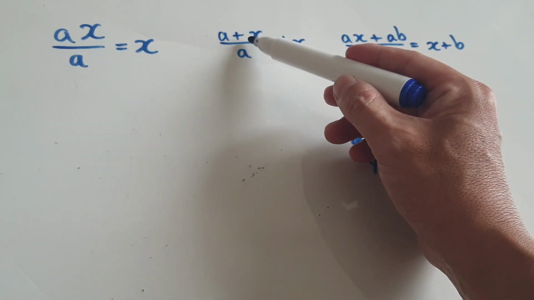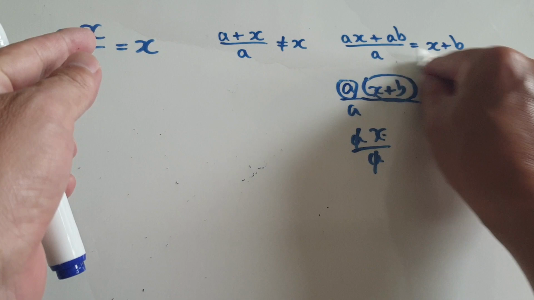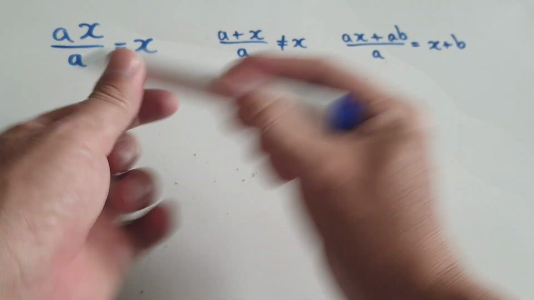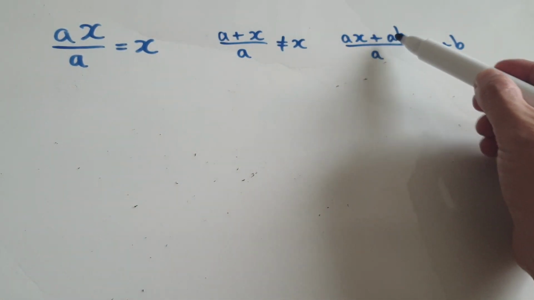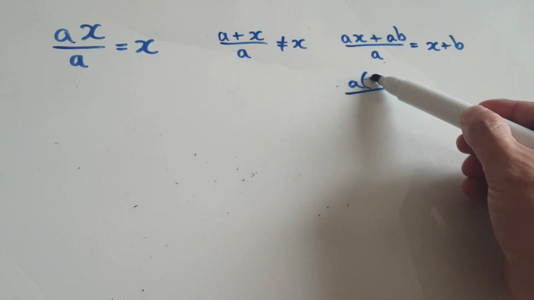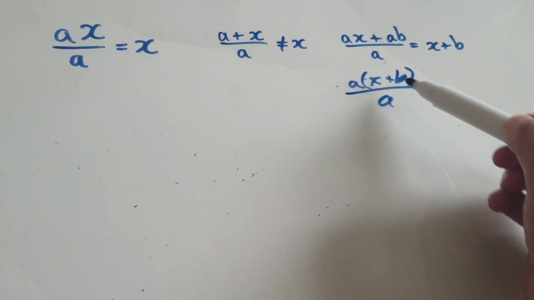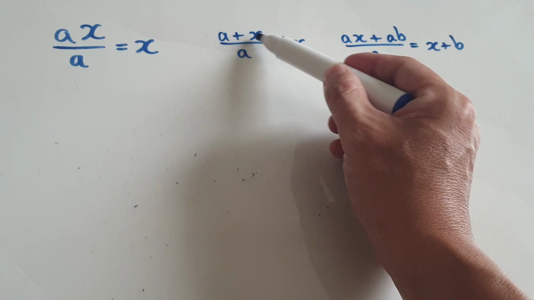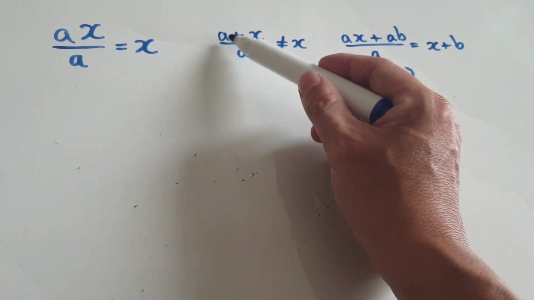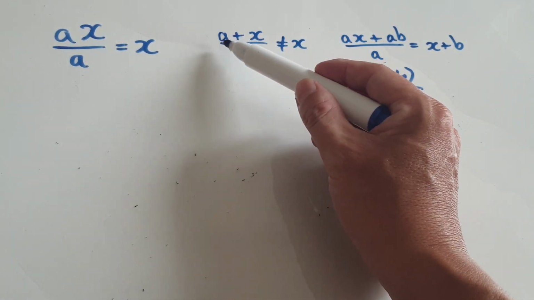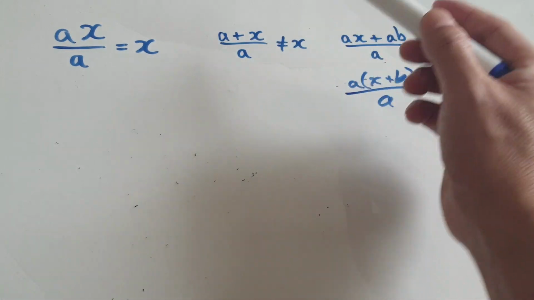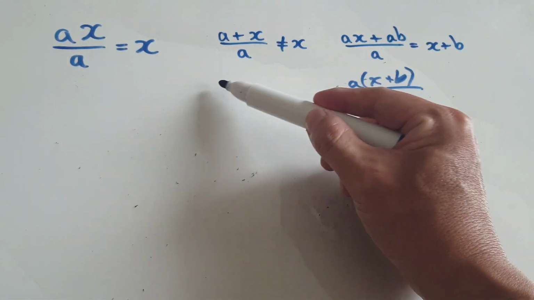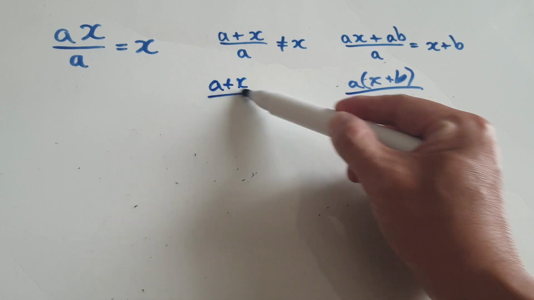But here you can't factor out the a. So hang on. If you look at this one here, a is in common, so you can factor out the a. Here a is not in common, so there's no way of you being able to factor out the a. So in this case, you've got no choice but to leave it as it is.